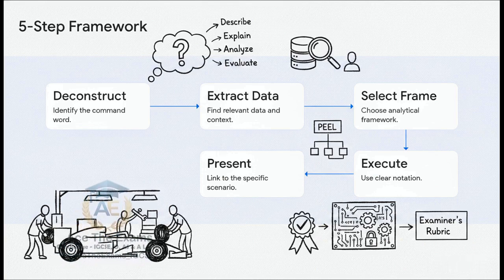Don't just say, scramble the password. Actually say, apply a cryptographic hash function. See the difference? And step 5, present it correctly, linking it right back to the specific scenario. When you use this 5-step process, you are effectively calibrating your pit stop. You're making absolutely sure that every single action you take on that paper has a direct correlation to a mark on the examiner's rubric.